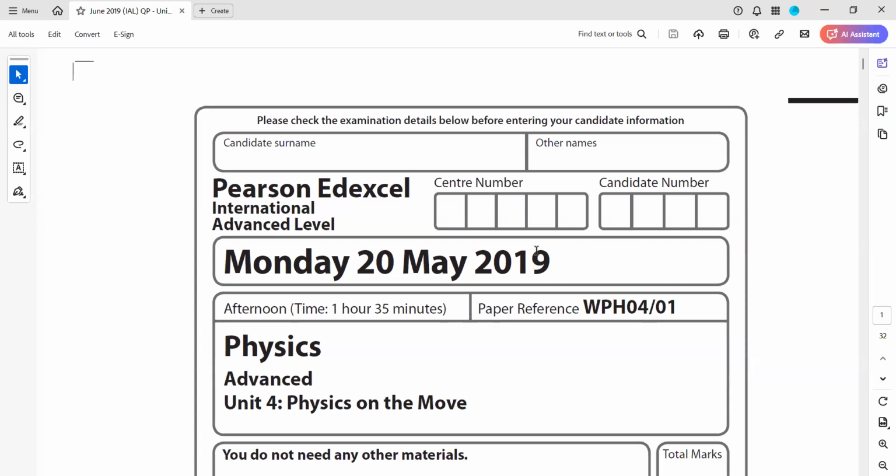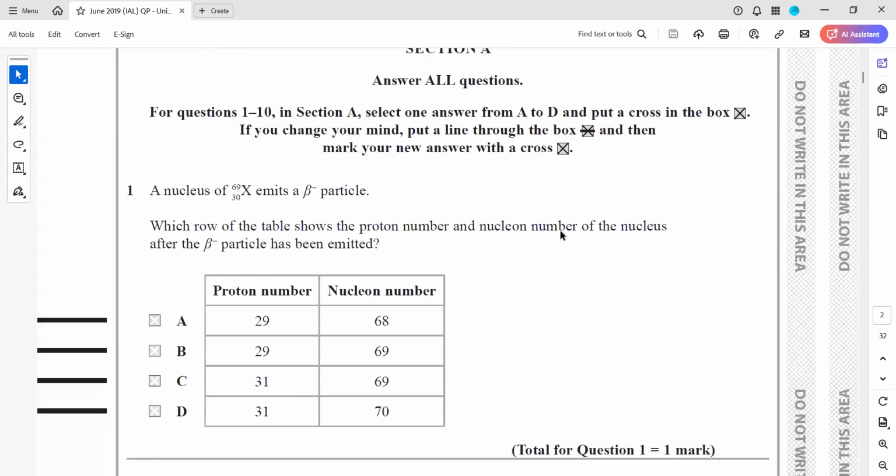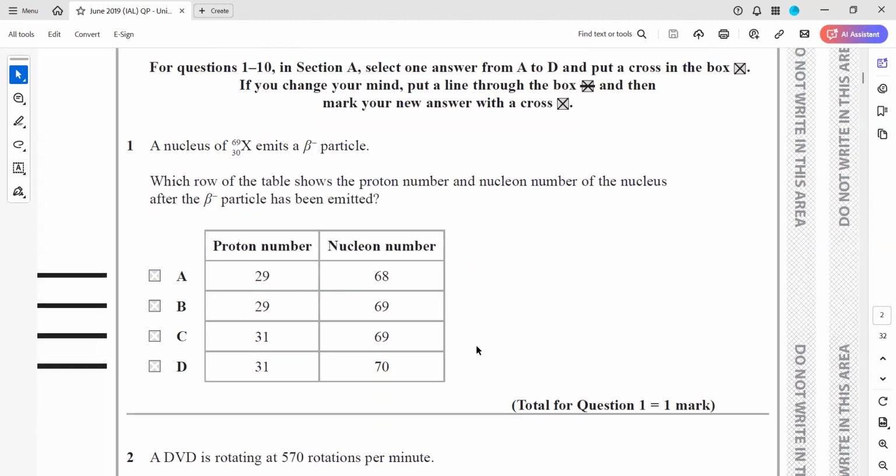This is June 19, paper 4. A nucleus emits a beta particle.